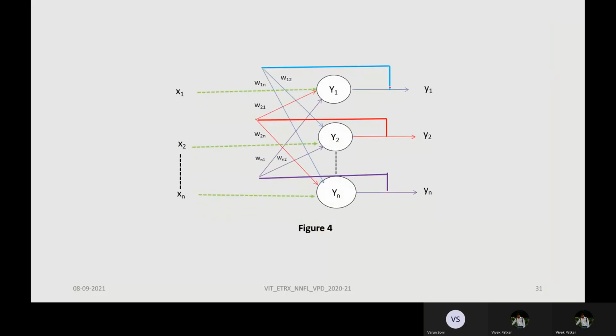Clear? What we have not written here is that the complement of this y1 is also available with us. Complement means negative, so if this is 1, then this will be -1. Got it? But it is not represented in the architecture for simplicity. Is it clear?